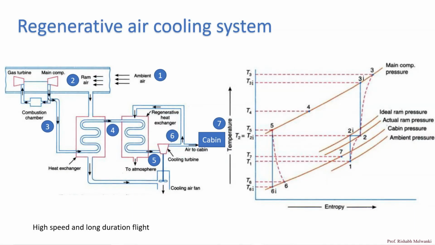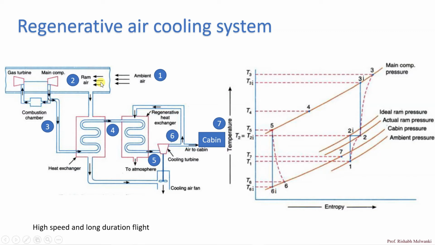We will start with the next type of air cooling system, which is called the regenerative air cooling system. In this regenerative air cooling system, if you recall, it is similar to the simple air cooling system with evaporator. So what are the components in that case?